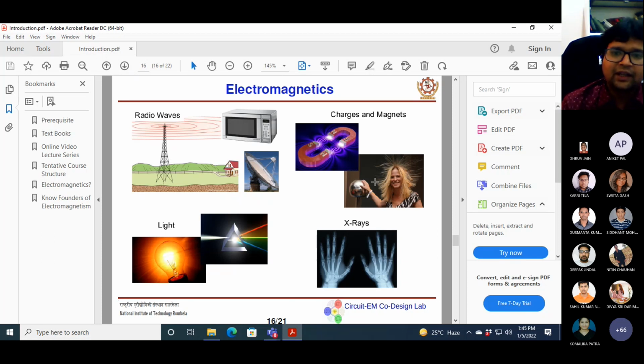Then it comes to magnetostatics, the simple permanent magnet. This is also related to electromagnetic phenomena, and in a permanent magnet a magnetic field occurs. Then it comes to light. Light is one of the important electromagnetic waves, and without light we cannot do lots of things. Then it comes to X-ray, which is also an electromagnetic wave. So these are some examples of electromagnetic waves and their applications.